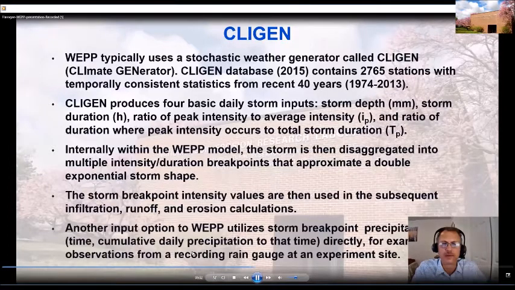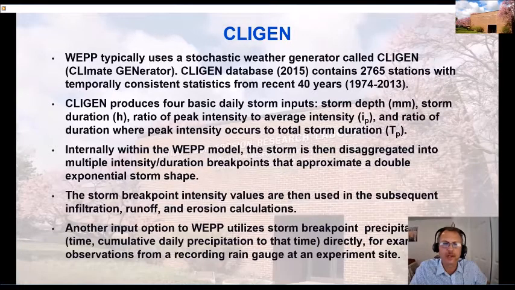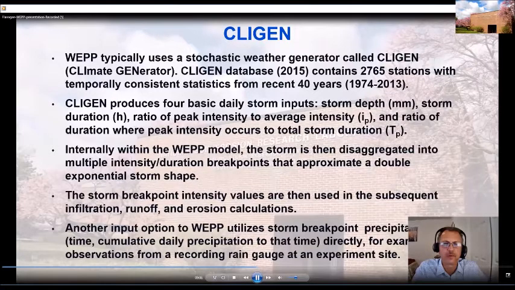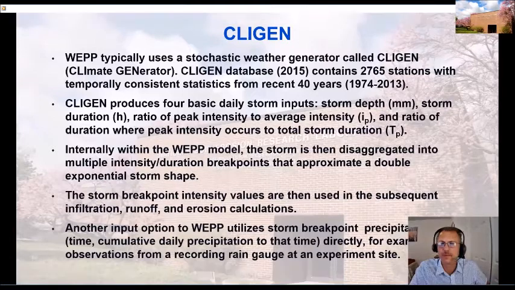Another input option to WEPS utilizes storm breakpoint precipitation, time and cumulative daily precipitation to that time directly. So this might be observations from a recording rain gauge at an experiment site.